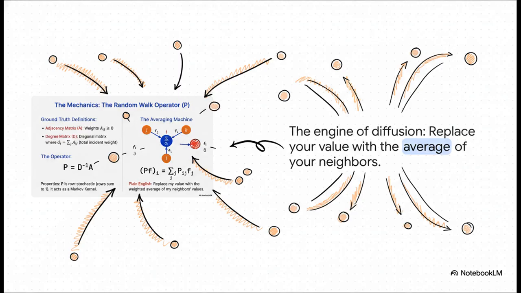Now, don't worry about the math just yet. A is basically a map of who's connected to whom. That's the adjacency matrix. And D just counts how many connections each node has, what we call its degree. Put them together, and they create a super simple instruction for every node on the graph: replace your current value with the average of your neighbors' values. That's it. It's a pure averaging machine.